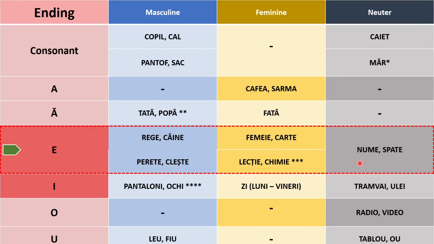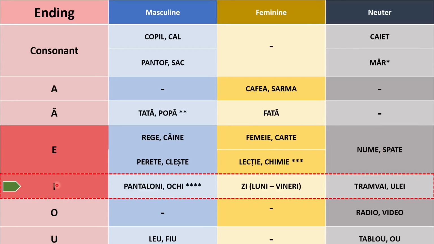And then the neuter ones, nume, spate, name, back. Very abstract things or very specific things. Again, this is a crazy box. Next, I. So under masculine, there are 4 asterisks here.